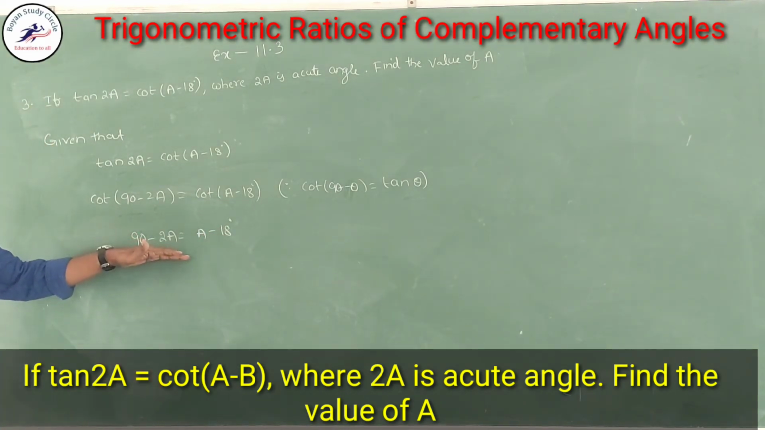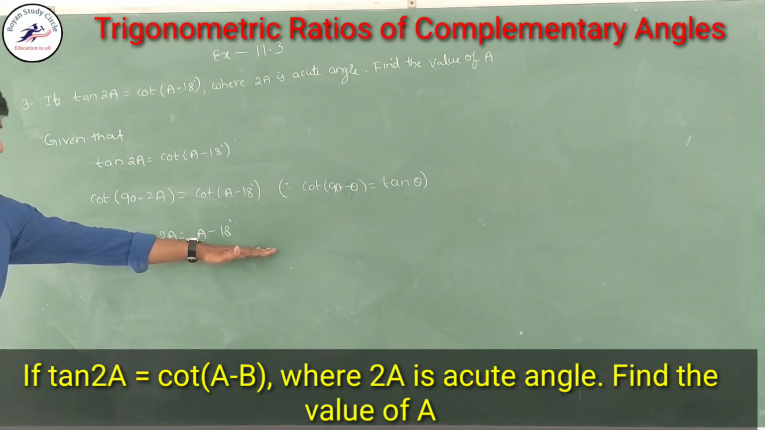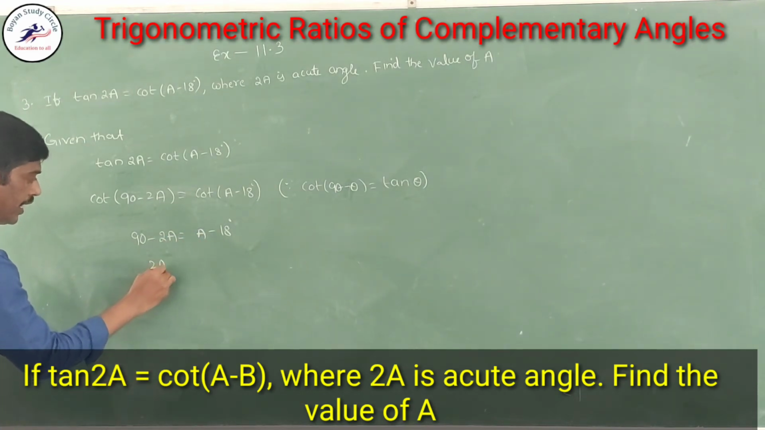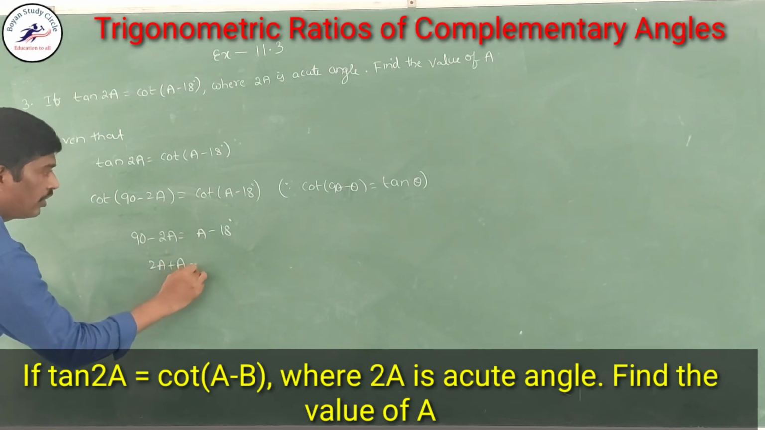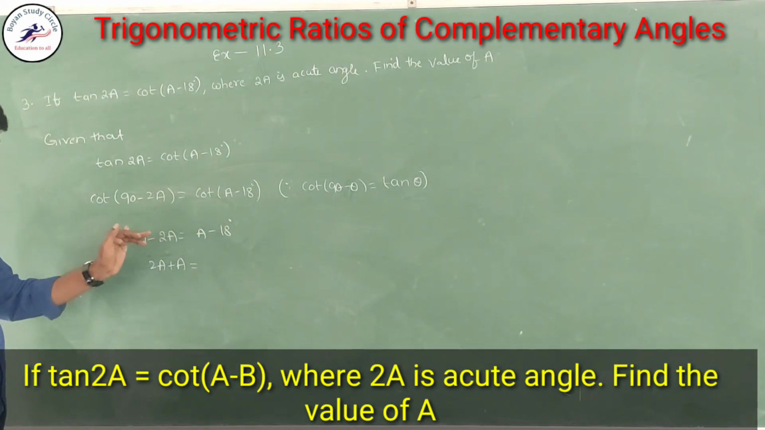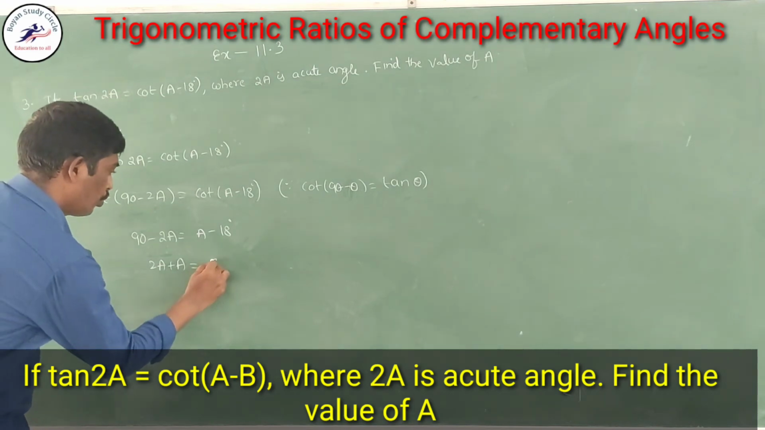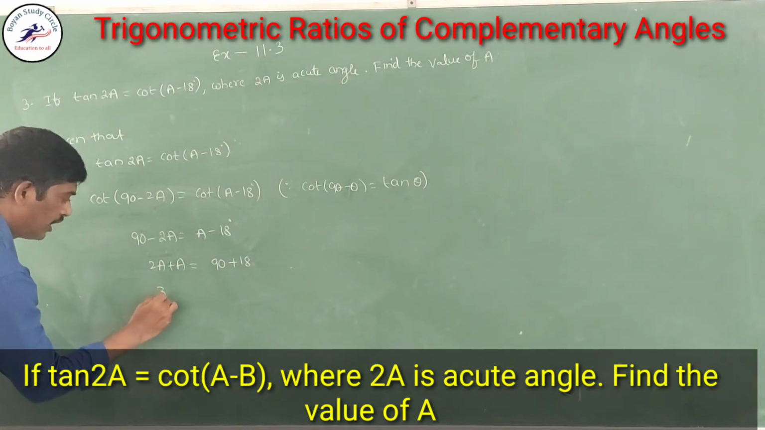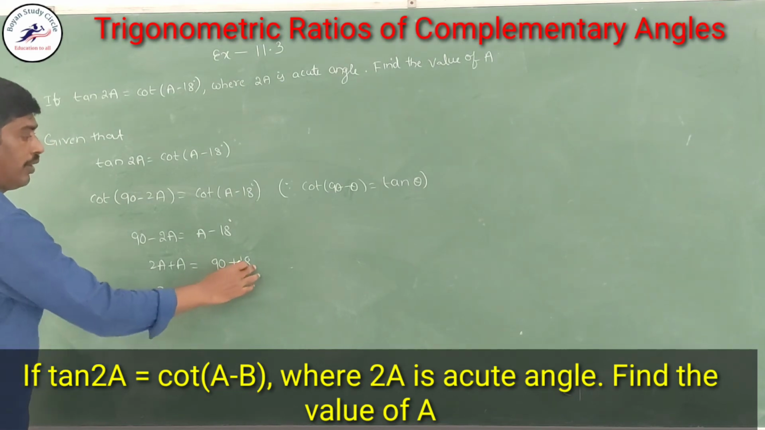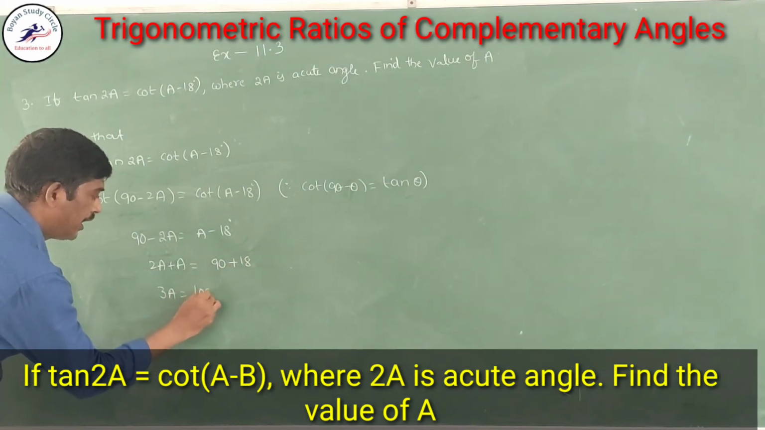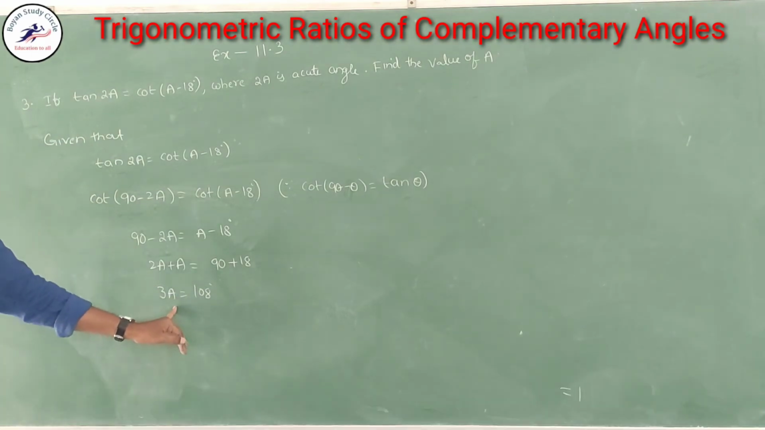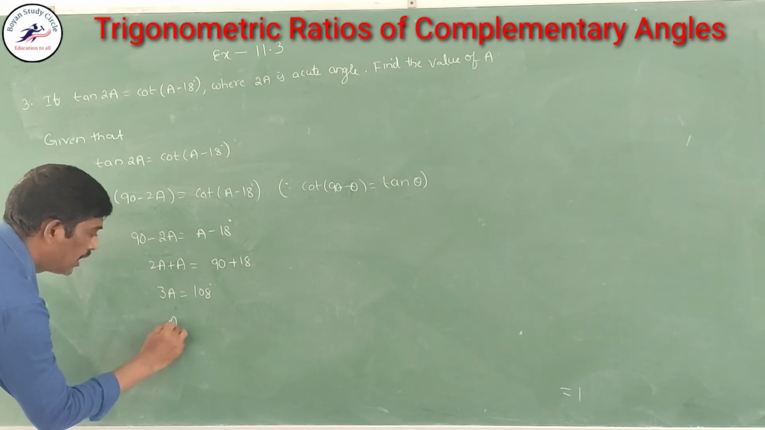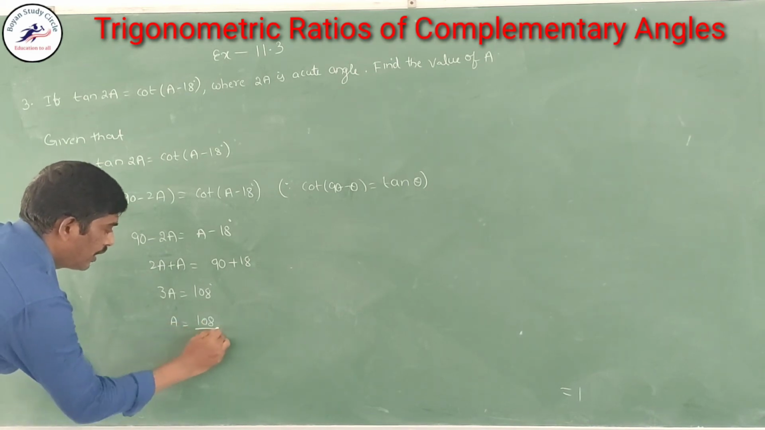If this minus 2a goes to other side, that becomes plus. So minus 2a becomes plus. So 2a plus a, that is equal to, this minus 18 degrees comes other side, that becomes plus. So 90 plus 18 degrees. So 2a plus a, that is 3a. 3a equal to 90 plus 18, 108 degrees. Here 3 multiplies with a, so this 3 goes other side, that becomes division. So a equal to 108 by 3.